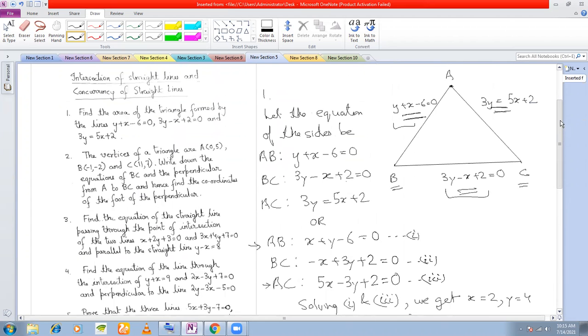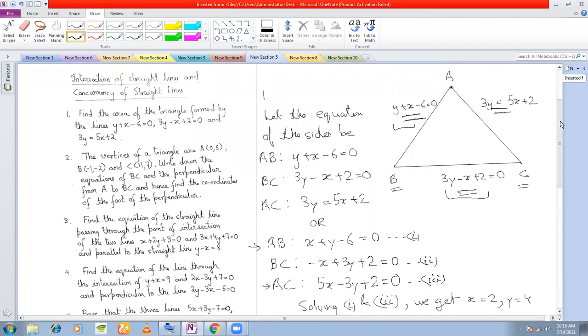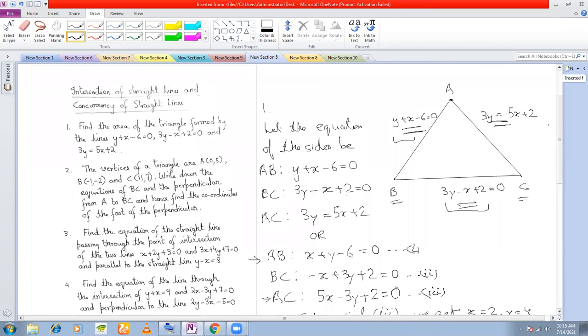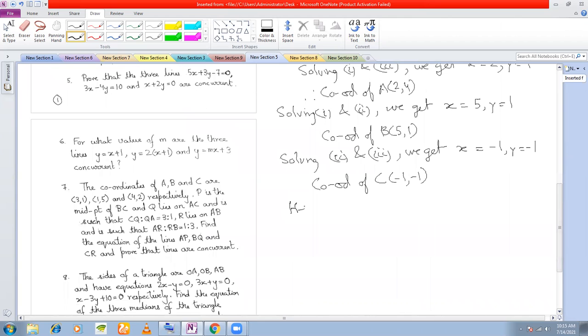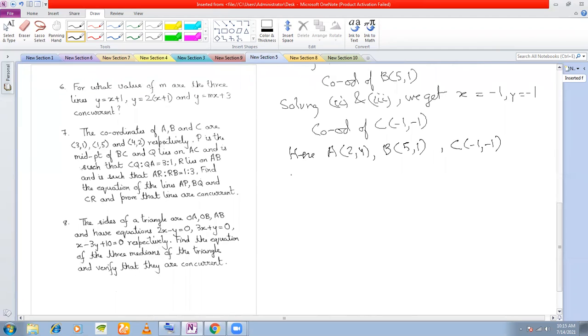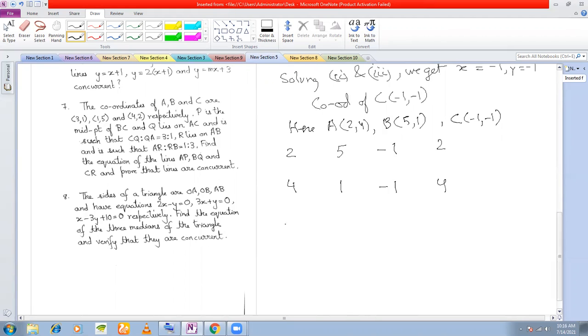Now, what is the question here? Find the area of this triangle. Once you get the coordinates of A, B, and C, how to find out the area of the triangle? The usual manner: you list down the coordinates first. The coordinates of A are 2, 4. Coordinates of B, 5, 1. And coordinates of C, -1, -1. So 2, 4, 5, 1, -1, -1, and then again x1, y1.